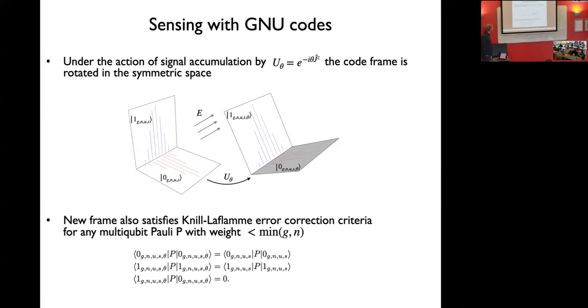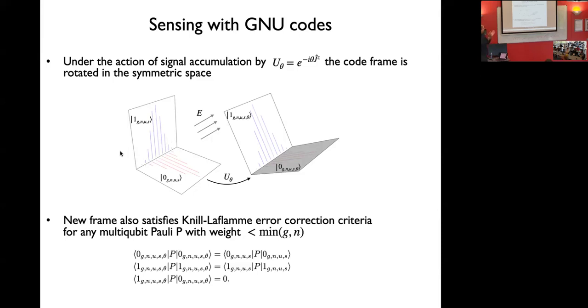And why would you want to do this? Well, if we just look at a representation of the code words for the GNU code, I've drawn them so the logical 0 and logical 1 look like they're living on planes that are perpendicular to each other. And the amplitudes of the Dicke weights are indicated here, red for 0 and blue for 1.